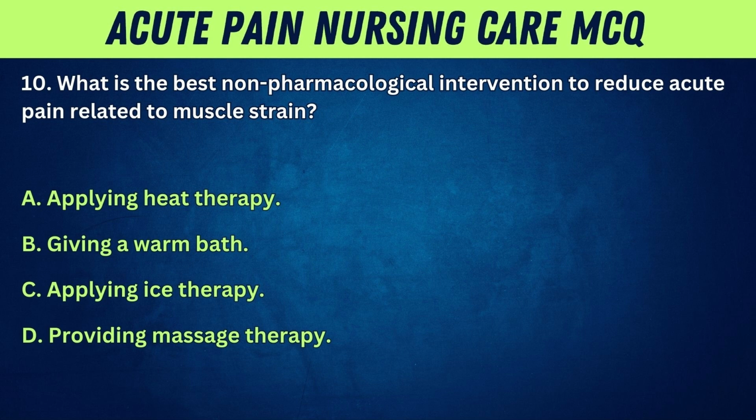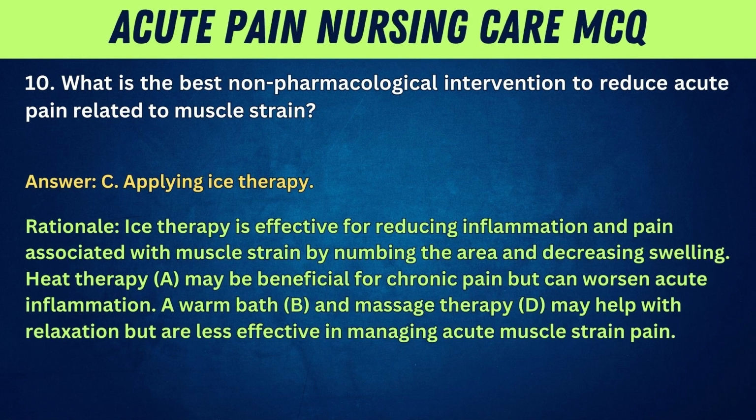10. What is the best non-pharmacological intervention to reduce acute pain related to muscle strain? A. Applying heat therapy. B. Giving a warm bath. C. Applying ice therapy. D. Providing massage therapy. Answer. C. Applying ice therapy.